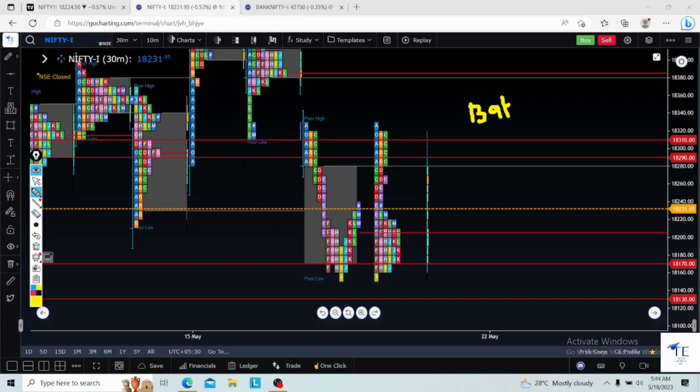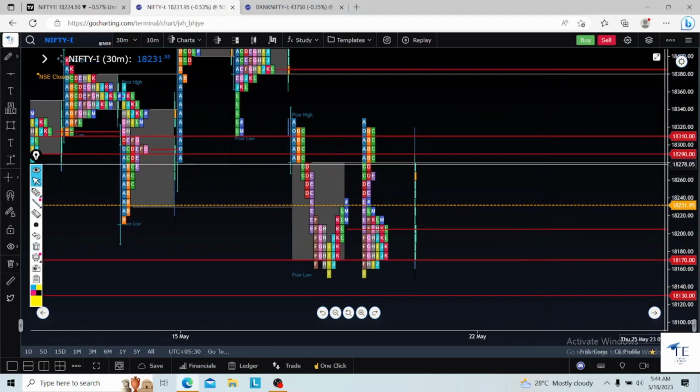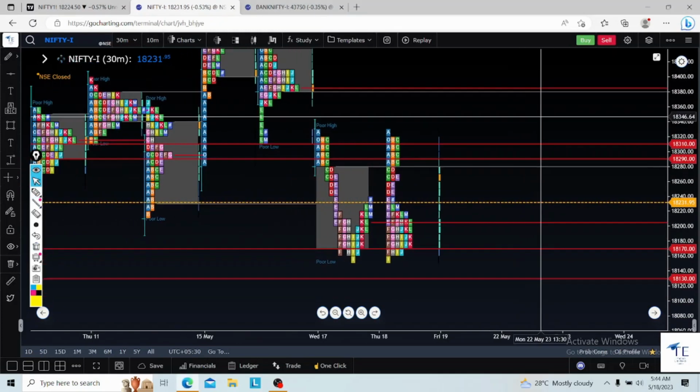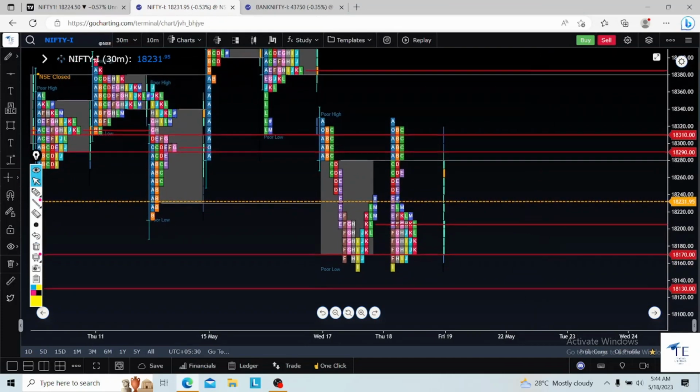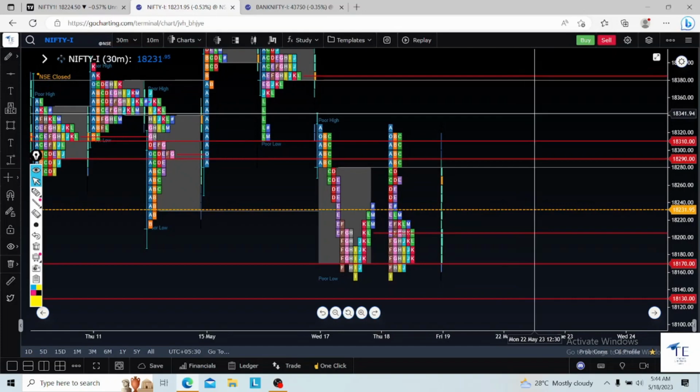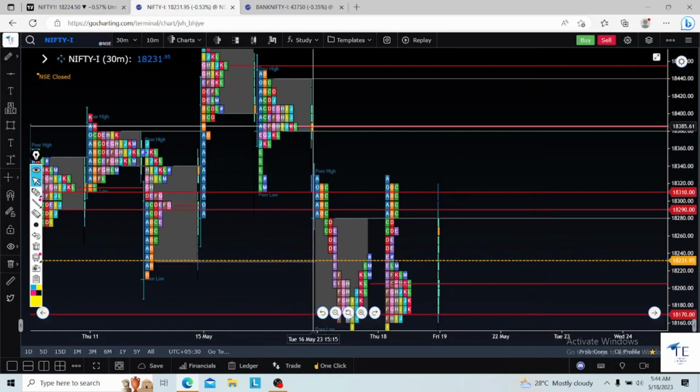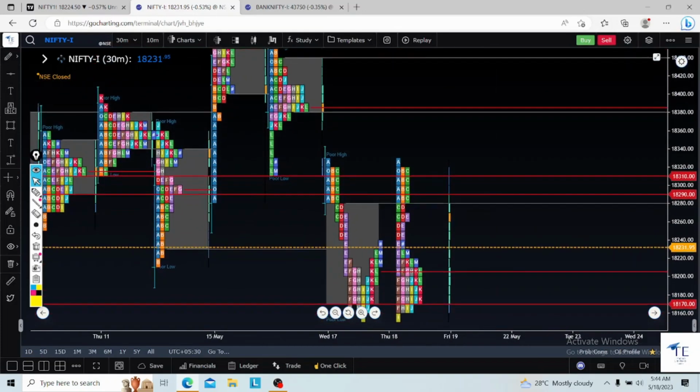Like that, where the market is opening today, that means which condition, every day you have to do this analysis. Then only you will be able to sustain in the long run. And this market profile will give you clear information.